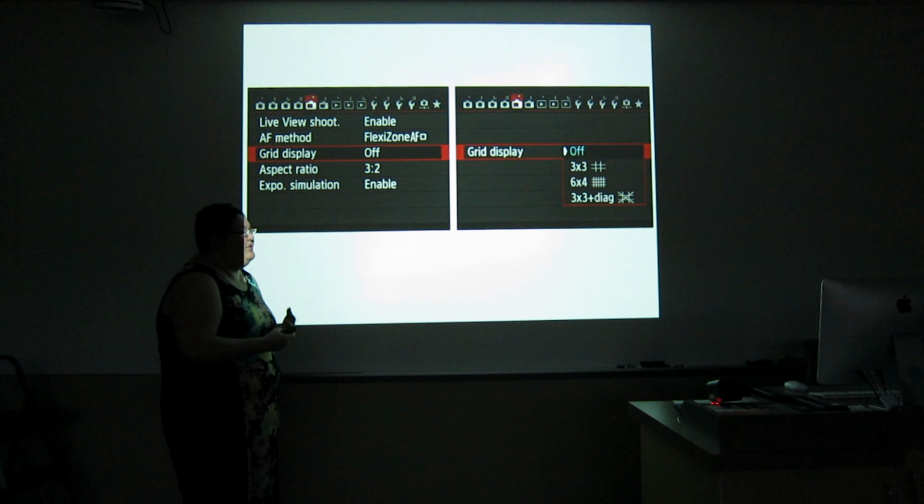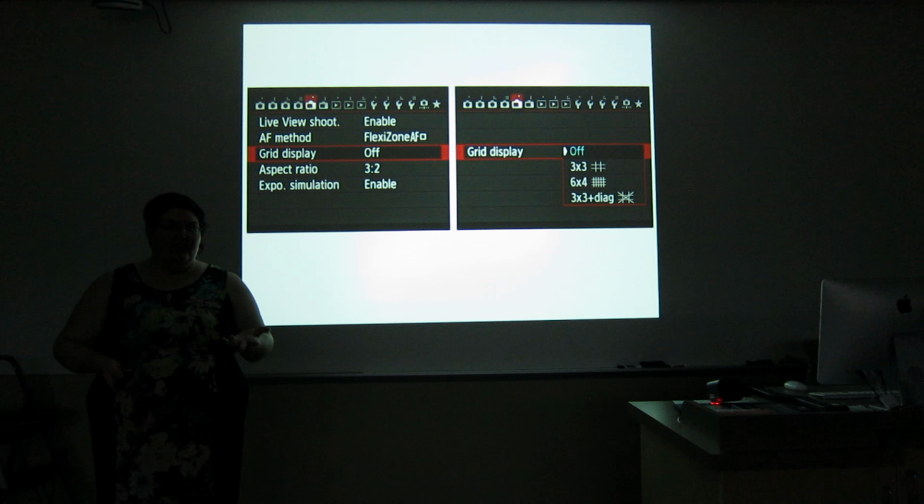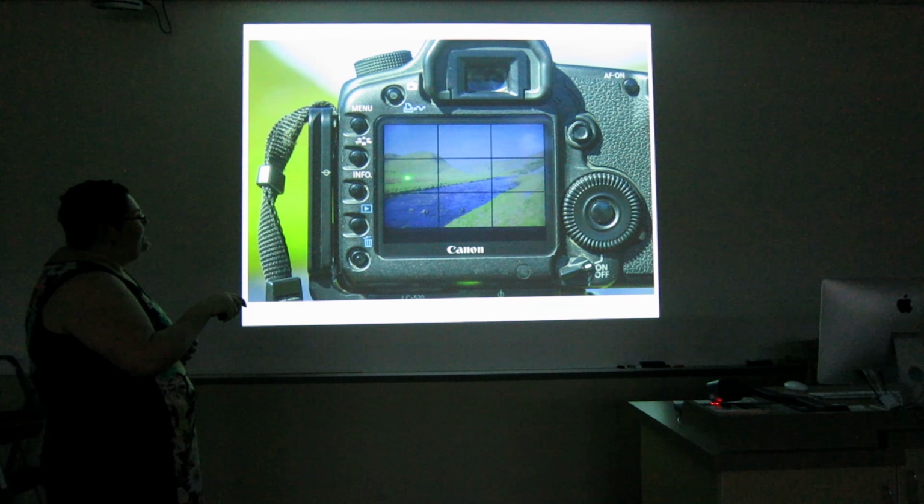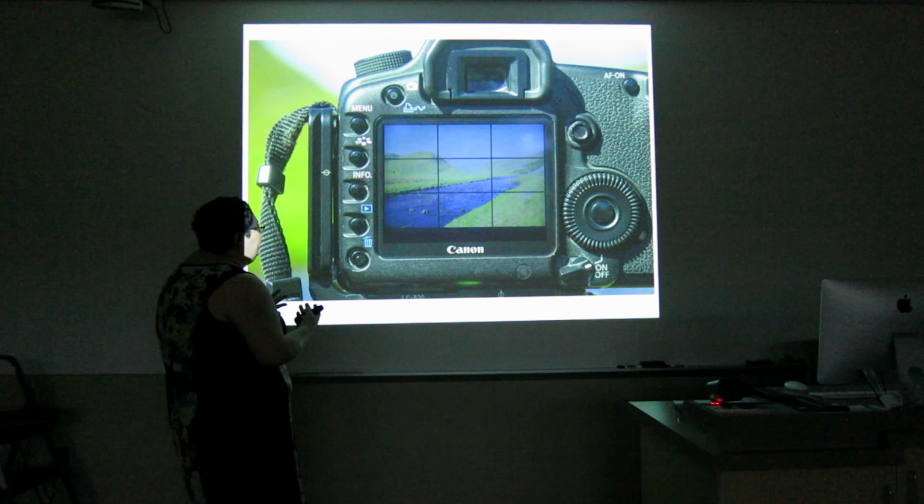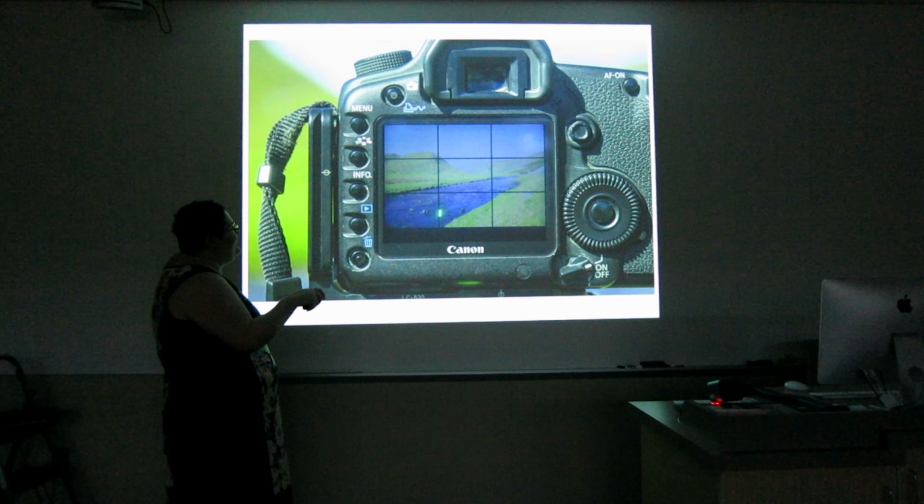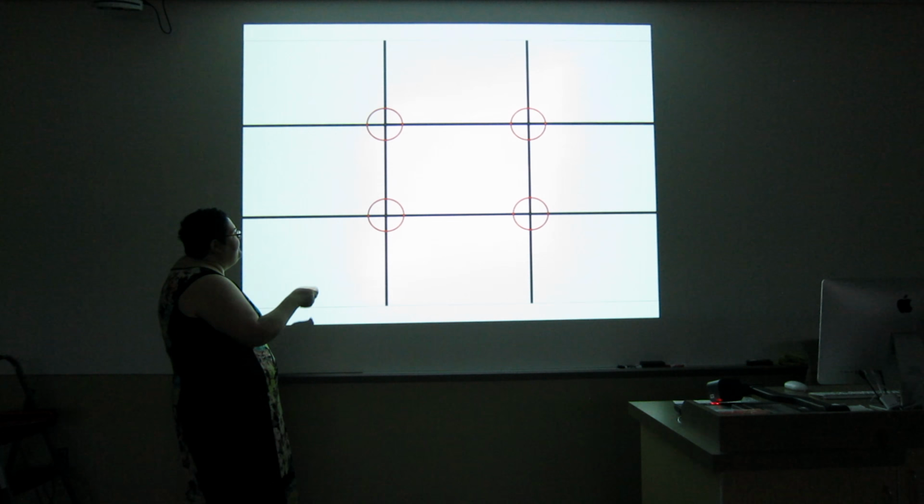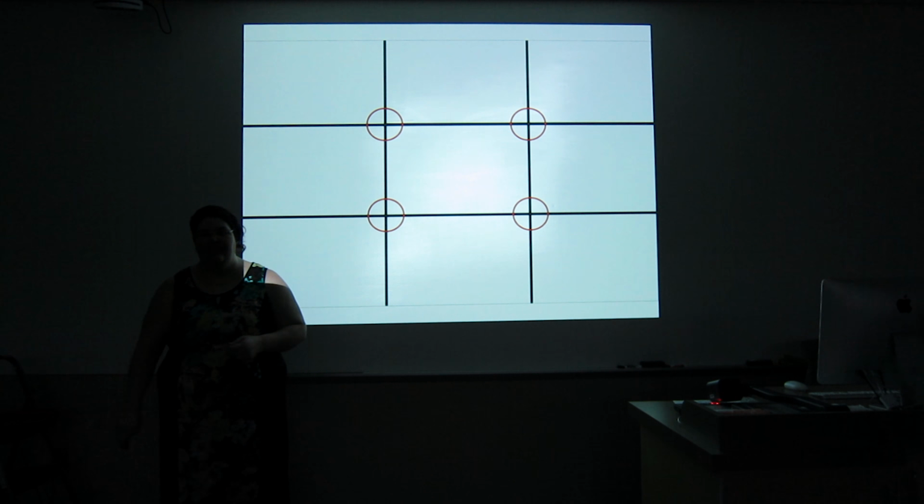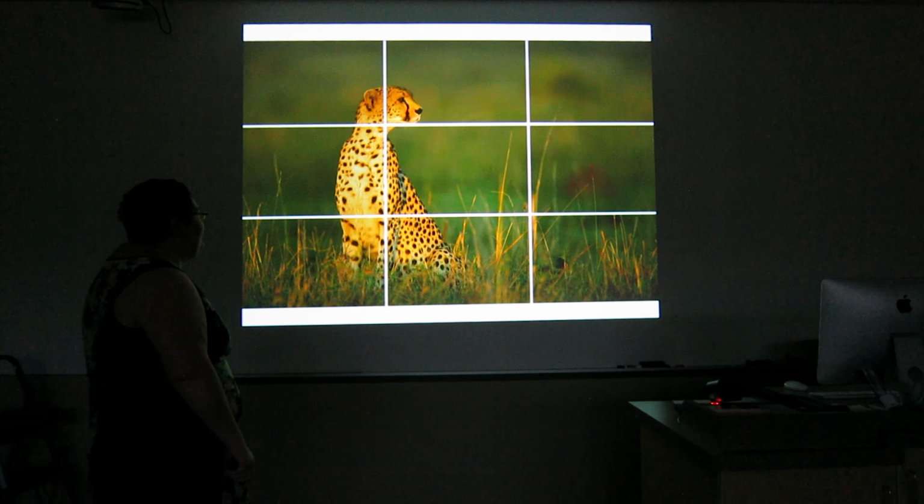And then there's grid display, and you can turn that on, and there's several choices. So the 3x3 would give you the rule of thirds, which is basically drawing a tic-tac-toe board on your image and then framing your picture along these compositional grid lines or at the intersection point of two lines. So along the full line or at the intersection point. So let's look at some sample images.